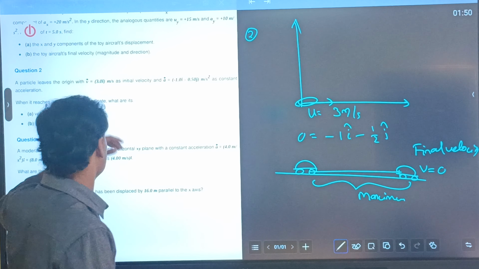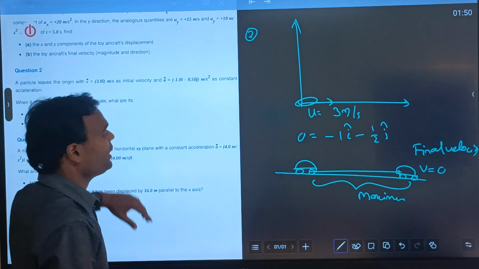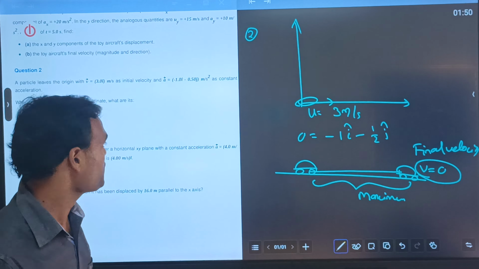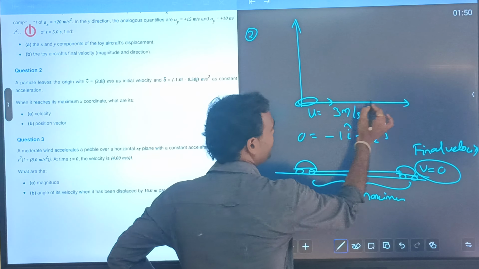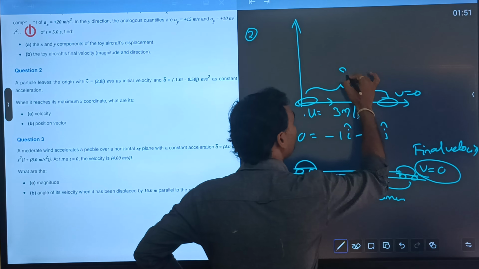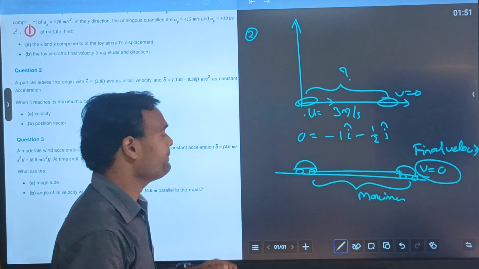Then when it reaches the maximum x coordinate, what is its velocity? So when it reaches the maximum displacement, its velocity is 0, first point. Then what will be the position vector? That means if the object reaches here, velocity is 0, and what is the position, right?